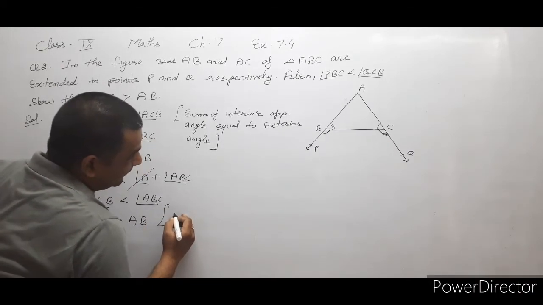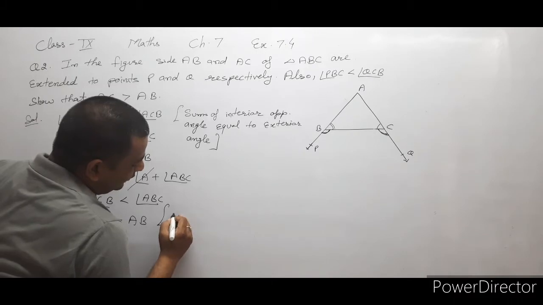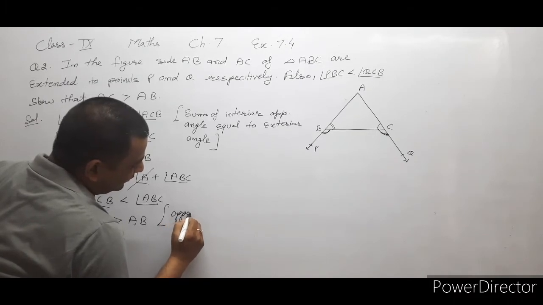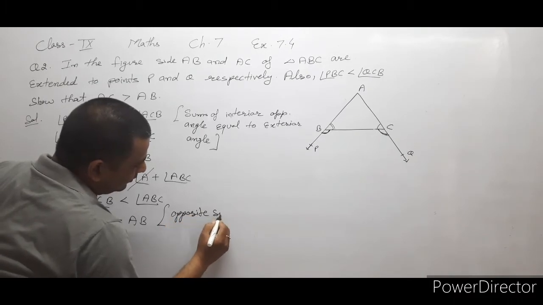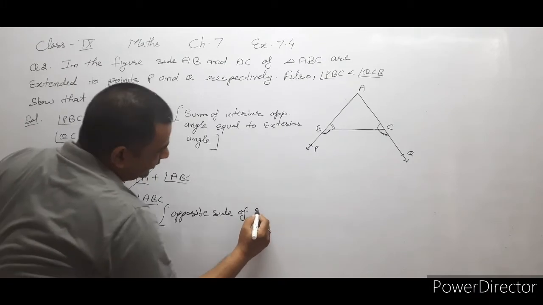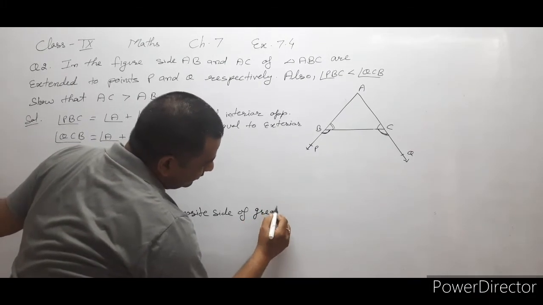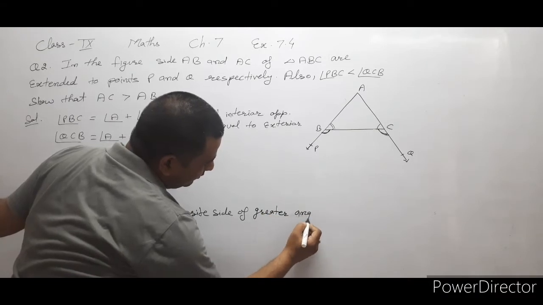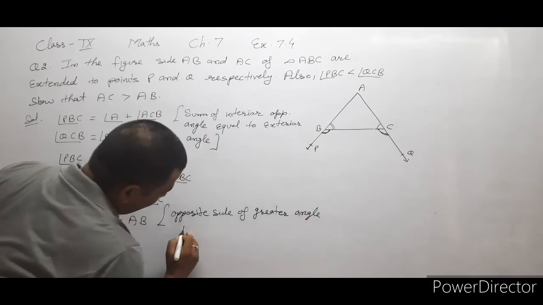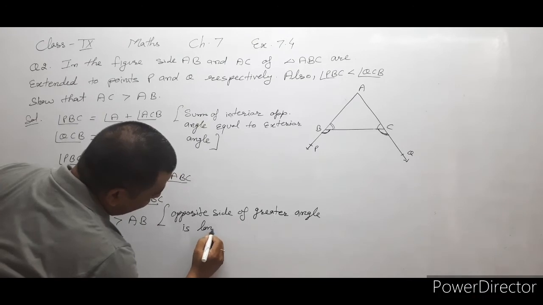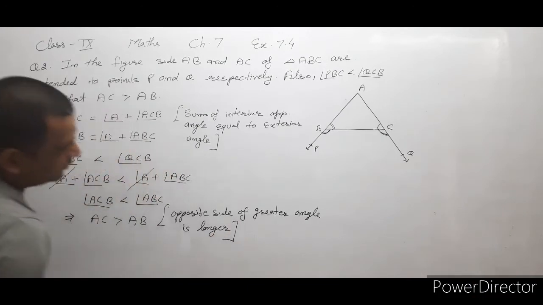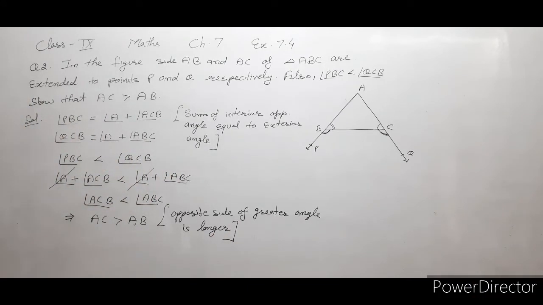Here we will write: the opposite side of the greater angle is longer. That's our question number 2 in exercise 7.4.